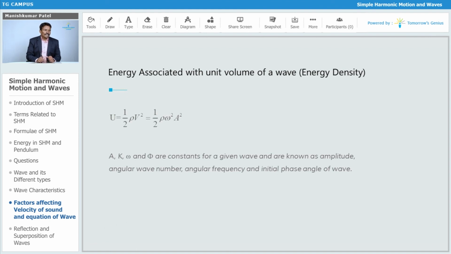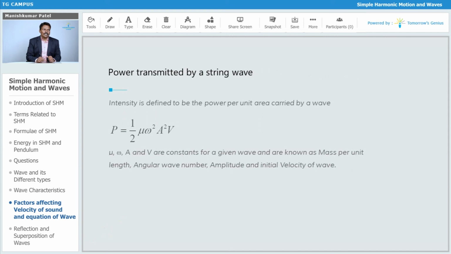This is how we can calculate the energy associated, or the intensity, or power transmitted by a string wave. You can also calculate the power transmitted. Intensity is nothing but power upon 4 pi x square. With the help of this formula, you can also prove the power transmitted is half mu omega square a square into v for this particular case.